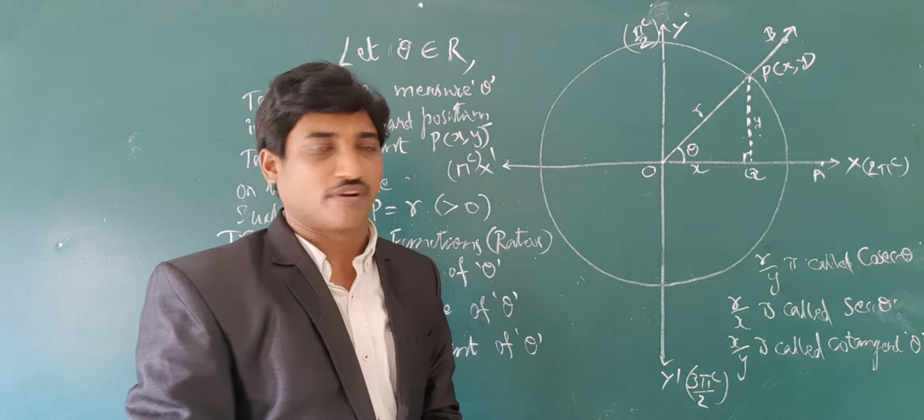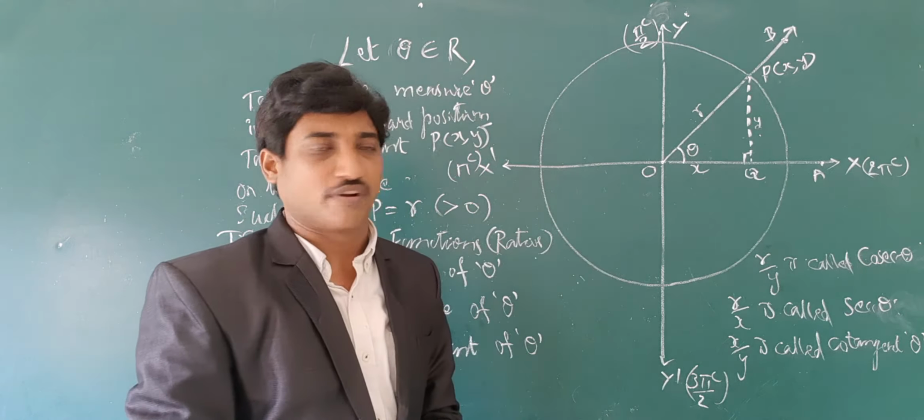Defining based on the point on the terminal side, we can extend these trigonometric ratios not only for acute angles, but for other angles also, so that when the terminal side is in the second quadrant, third quadrant or fourth quadrant, we can extend these trigonometric ratios using this concept for other angles also.